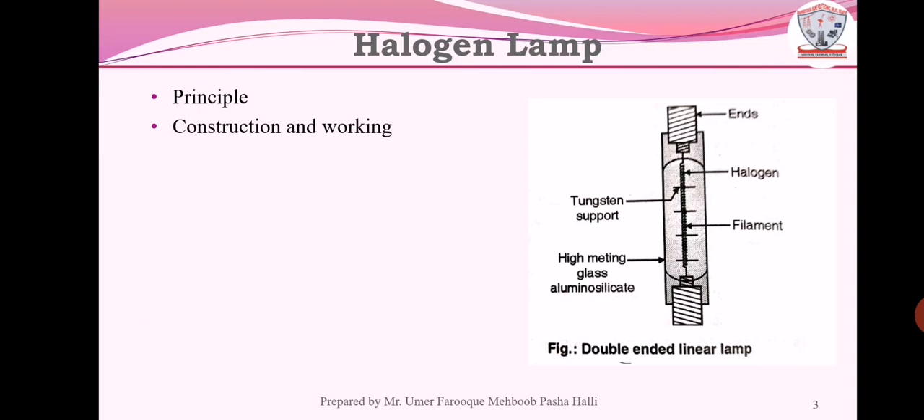The evaporation of carbon results in blackening inside the bulb. This phenomenon occurs more with carbon and tungsten bulbs. In 1959, iodine was added along with the argon gas filling, and the drawback was eliminated.